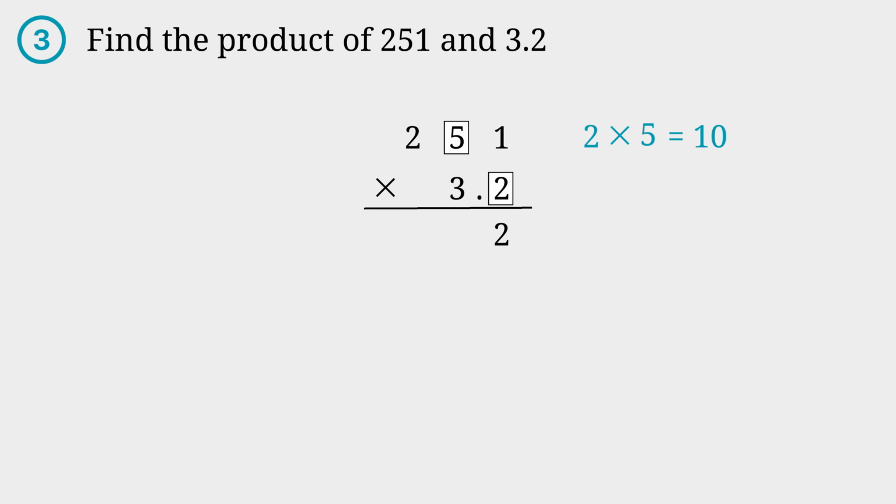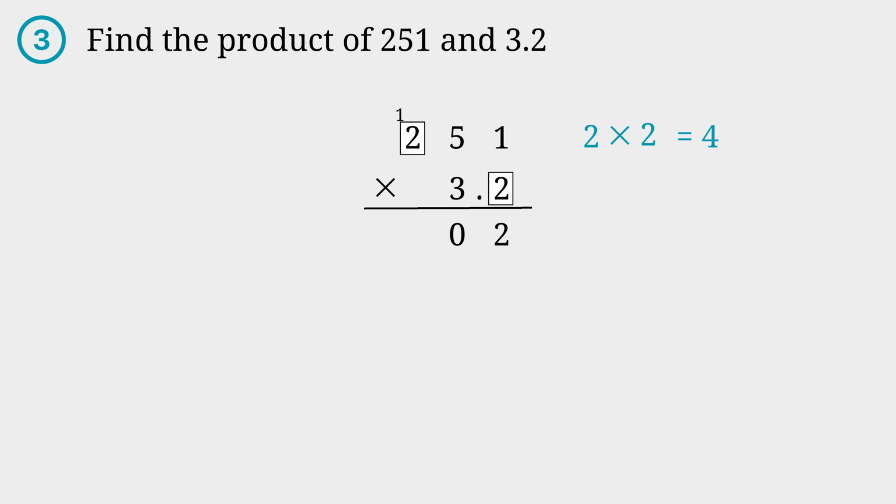Example 3. Find the product of 251 and 3.2. This example involves a decimal number, but there is only one step that differs from multiplying with only whole numbers. Write the two numbers underneath each other like this. Start off with 2 times 1, which is 2. 2 times 5 is 10. Write the 0 in the new line and a small 1 at the next digit, which is 2.